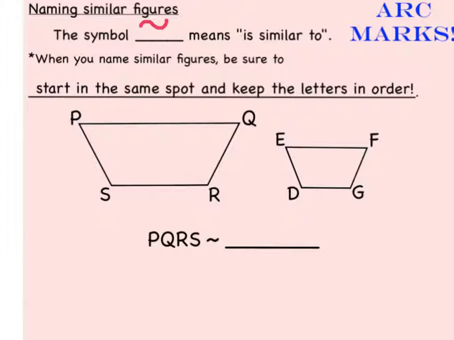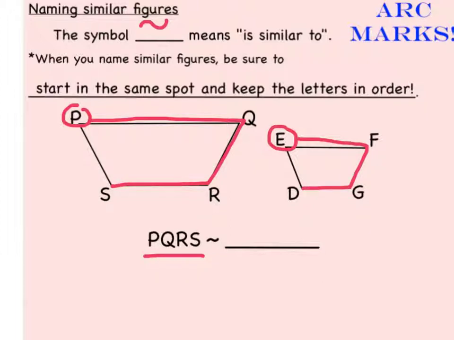Now, when you name similar figures, please make sure that you start in the same spot and keep those letters in order. It does not matter where you start, so you can see that I've started naming the large figure, and I started at P and moved in this direction, P to Q to R to S. Now when I name its similar figure, the smaller one, I want to start in that same spot and move in that same direction when I'm naming my letters. So I'm going to name my smaller figure E, F, G, D.